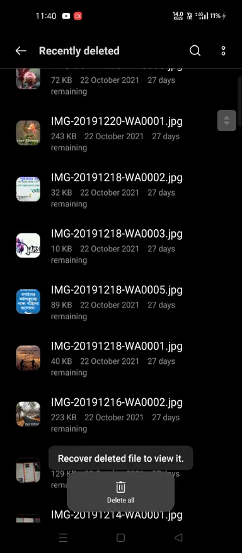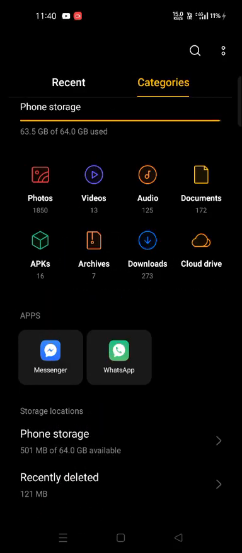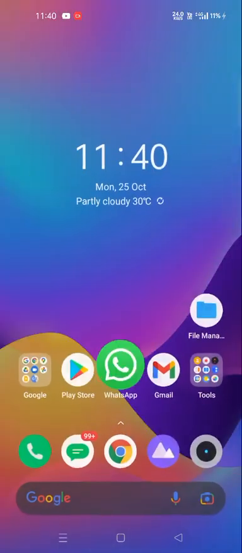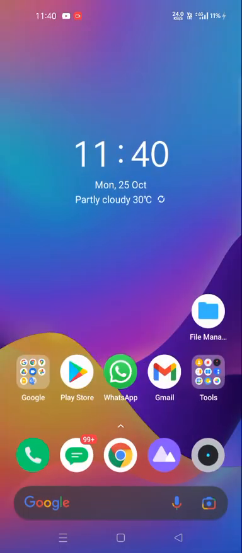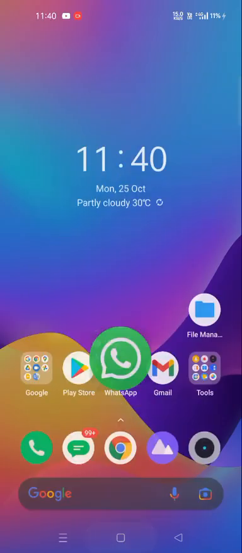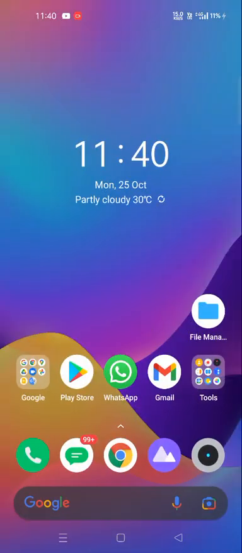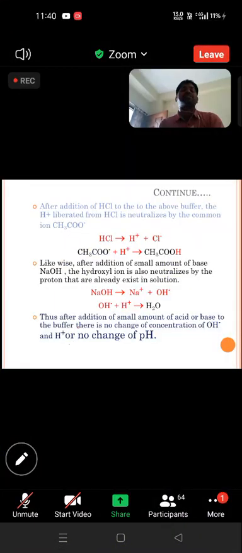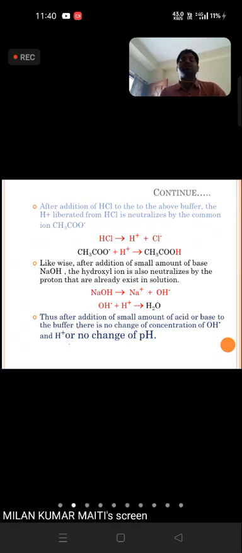Next, when we add a small amount of acid to a buffer, that means after addition of HCl, there may be a generation of extra H plus ion, and this extra H plus ion is consumed by the common ion present within the buffer solution. Upon addition of HCl, the additional H plus ion is consumed by the CH3COO minus. So there is no change of pH upon addition of HCl.